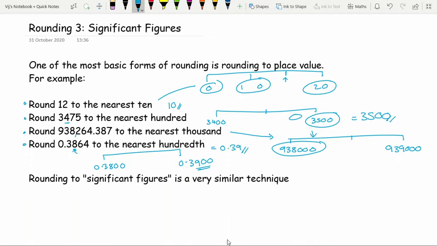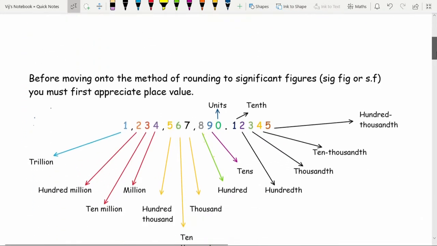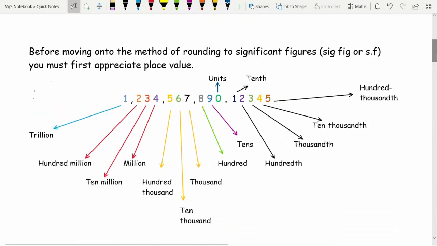And as we said, rounding to significant figures is a very similar technique. Now the difference between rounding to significant figures and rounding to place value is that place value tells you in worded form what to round to, whereas with significant figures that's something you're going to need to figure out. Before we go forward, it's really important, as I said earlier, that you can read numbers out. So understanding place value is really key.